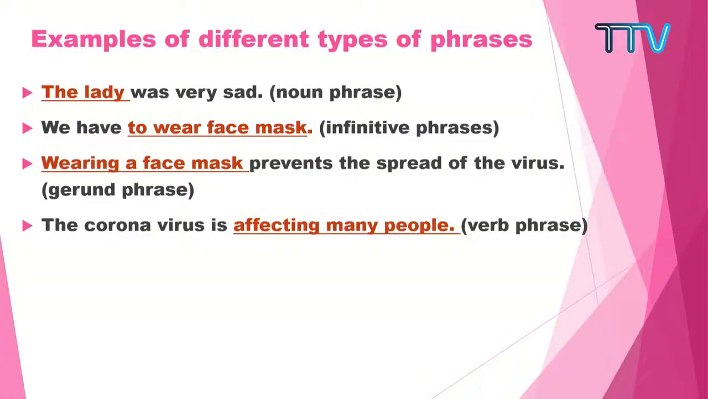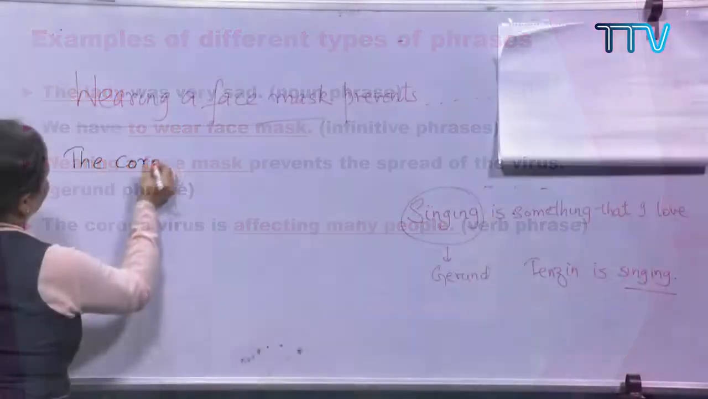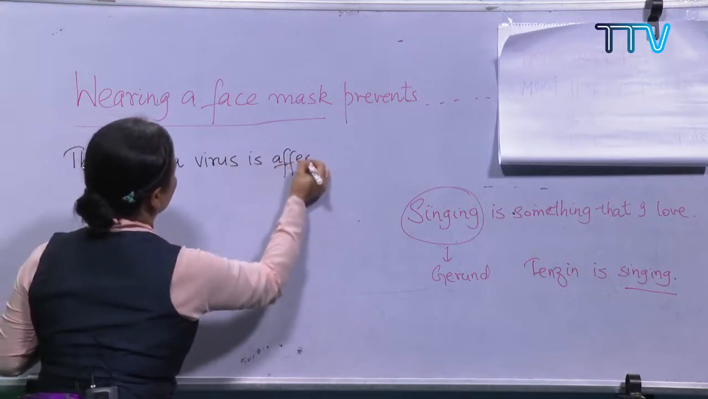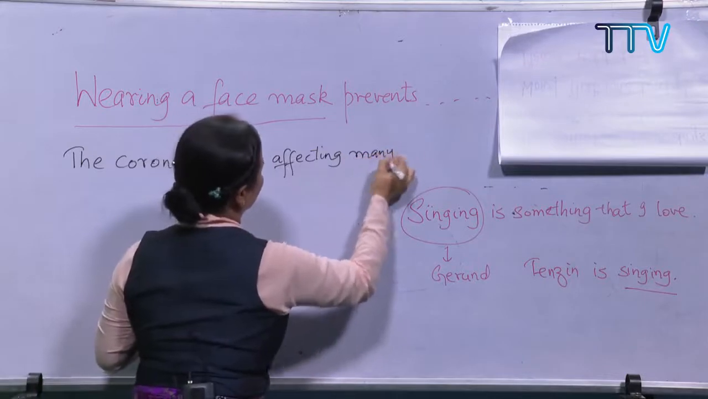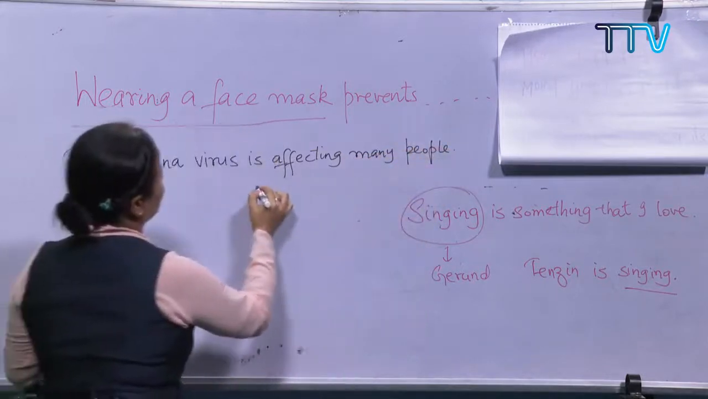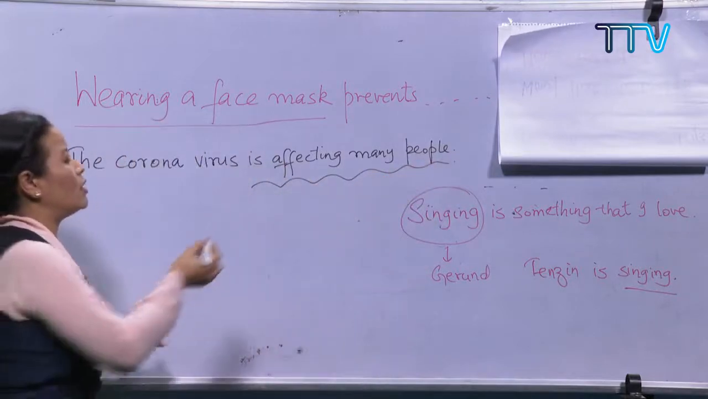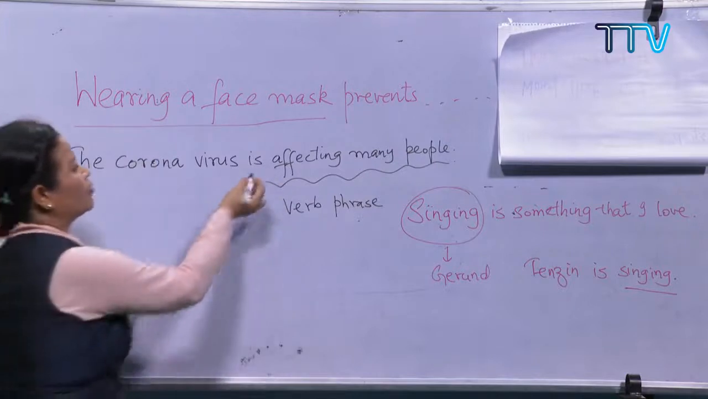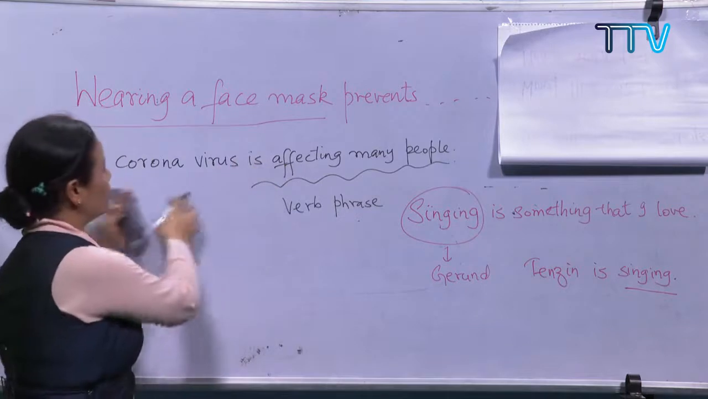Okay, the coronavirus is affecting many people. So here, the verb phrase is affecting many people. Now it's affecting many people. So this is the verb phrase. The word itself suggests it, right? Verb phrase: is affecting many people. Affecting, this is the verb here. So the coronavirus is affecting many people.